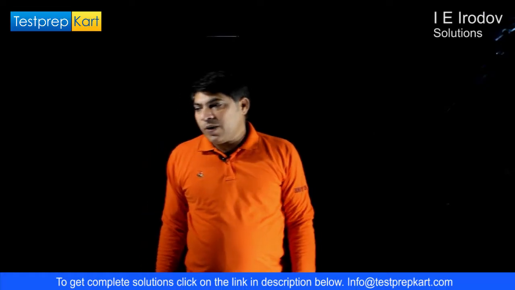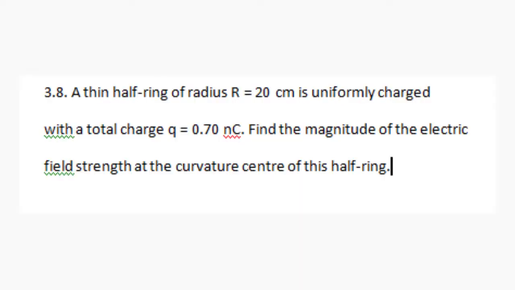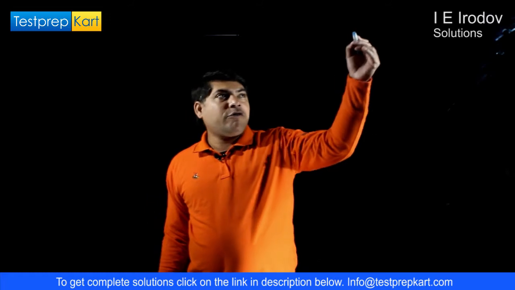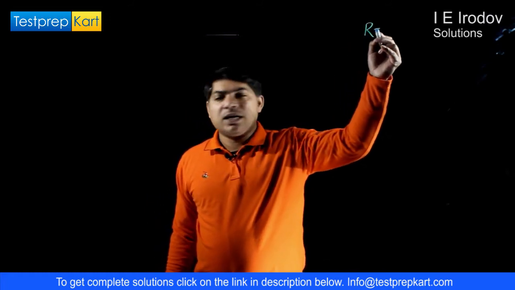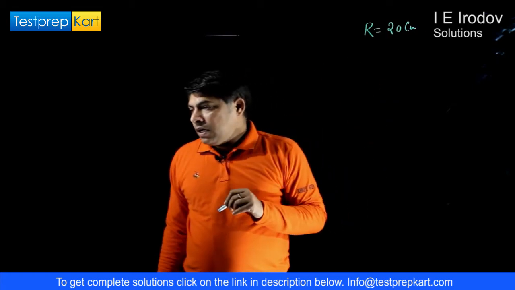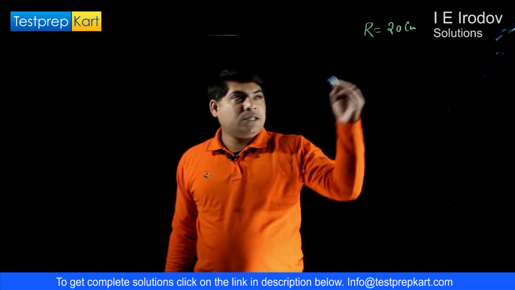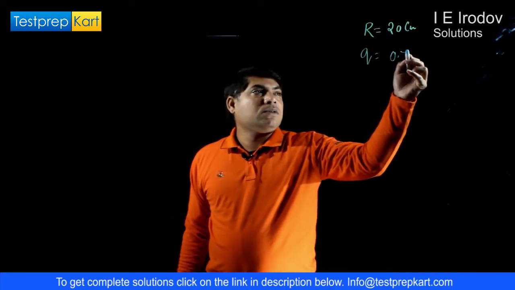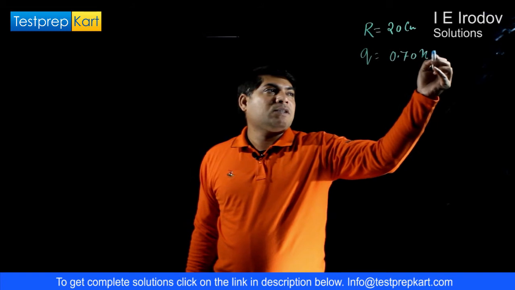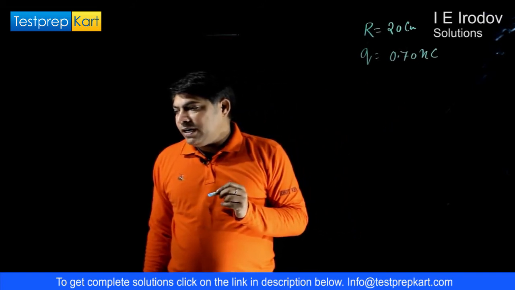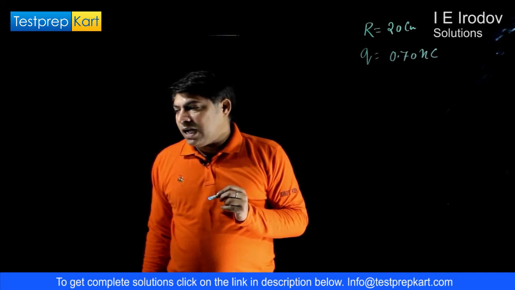Okay, question number 3.8. A half ring of radius r equals 20 centimeter is uniformly charged with the total charge Q equals 0.70 nanocoulomb. Find the magnitude of electric field strength at the curvature center of this half ring.